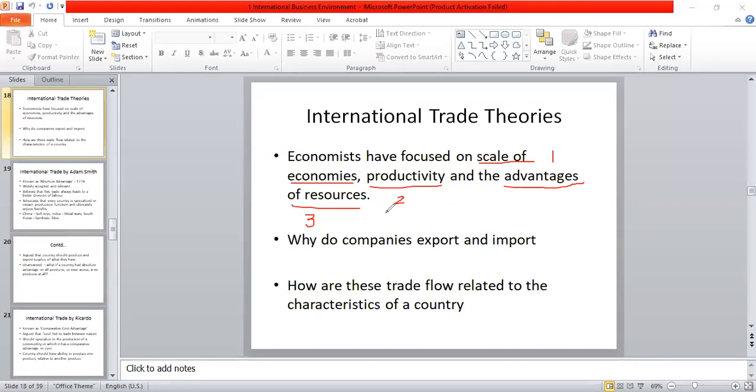Yes. So how many keywords are there in the slide which I have mentioned? Three. And these three are number one, scale of economies. Second one is productivity. And third one is advantages of resources. So whenever you write an answer for this theory, please do remember these three keywords.